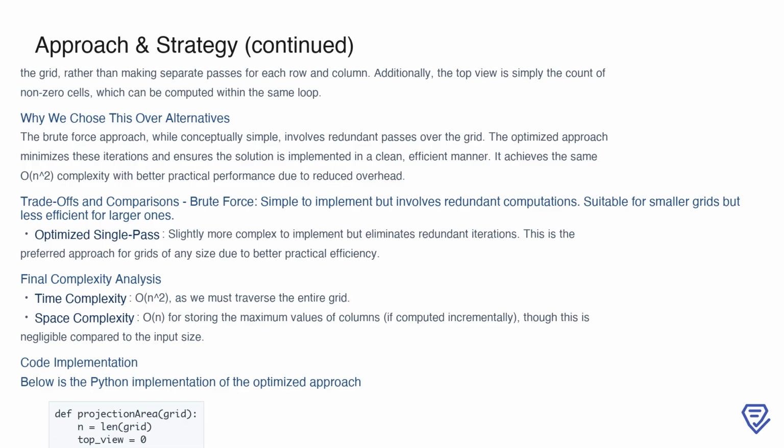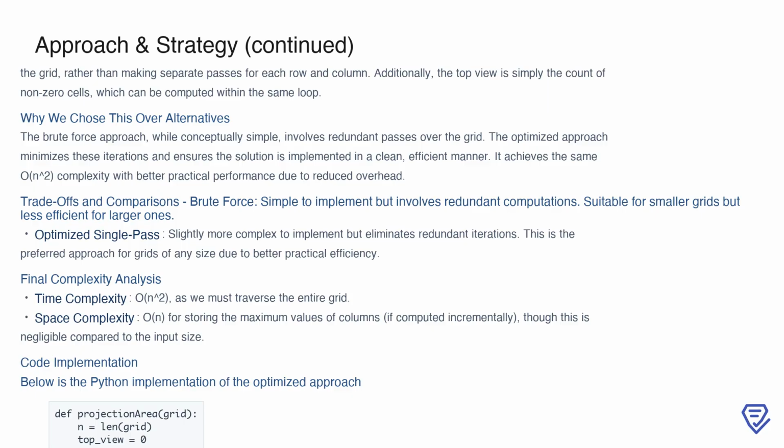The optimized approach works so well because all three projections can be calculated simultaneously in a single loop over the grid. The top view is calculated by simply counting non-zero cells as we traverse the grid. For the front view, we maintain a running maximum for each row, and for the side view, we maintain a running maximum for each column. This insight significantly reduces unnecessary iterations. Compared to the brute force method, this approach is cleaner and faster, especially for larger grids.